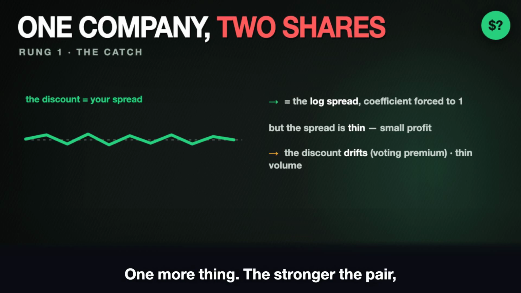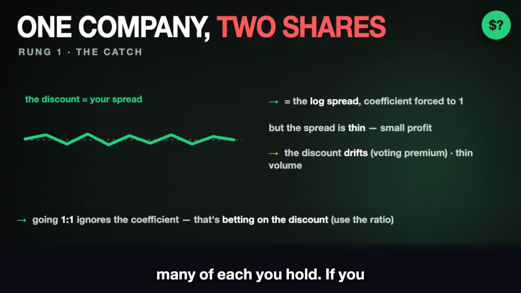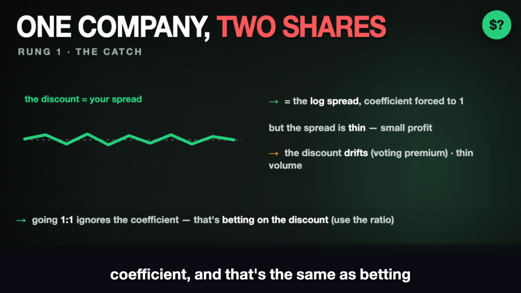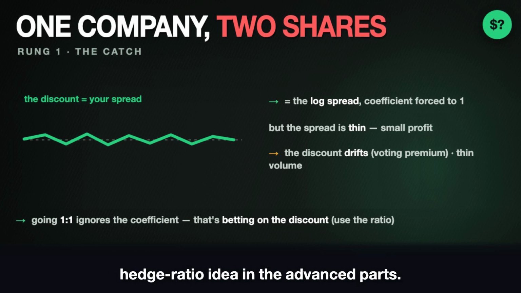One more thing, the stronger the pair, the more your ratio matters. How many of each you hold. If you just go 1-to-1, you're ignoring the Cointegration coefficient, and that's the same as betting entirely on the discount. We'll sharpen that hedge ratio idea in the advanced parts.